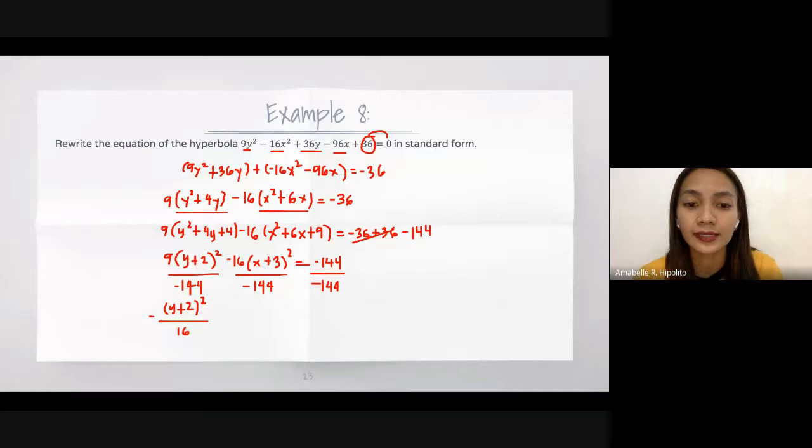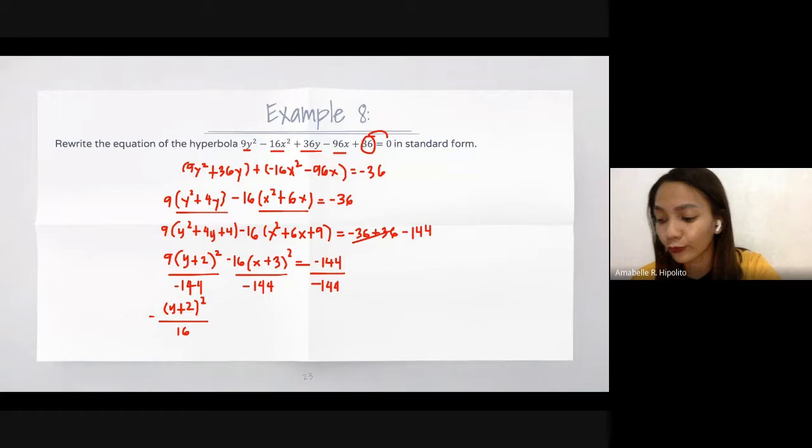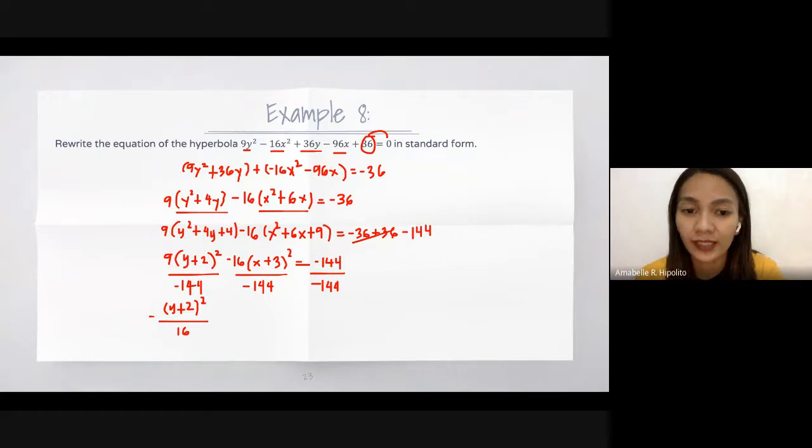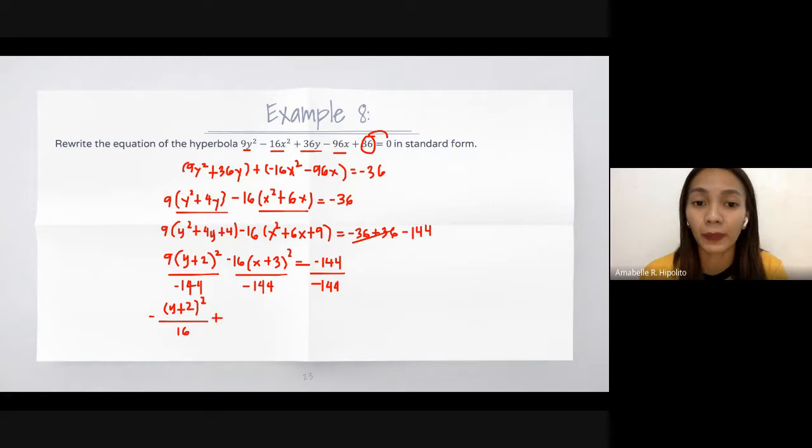Okay, next, negative 16 divided by negative 144. So, that is 1 over 9. So, since both negative yan, magiging na siyang addition or plus or positive. So, magiging siyang x plus 3 squared all over 9 is equal to negative 144 all over negative 144 is positive 1.